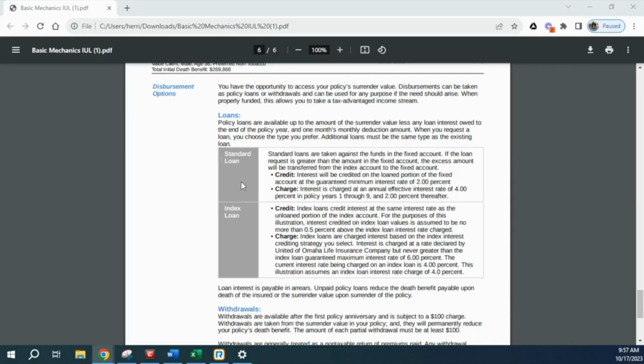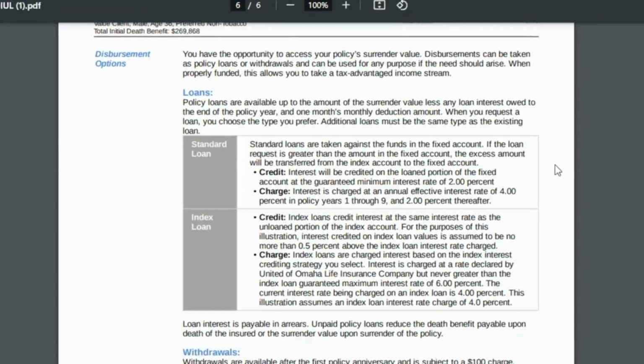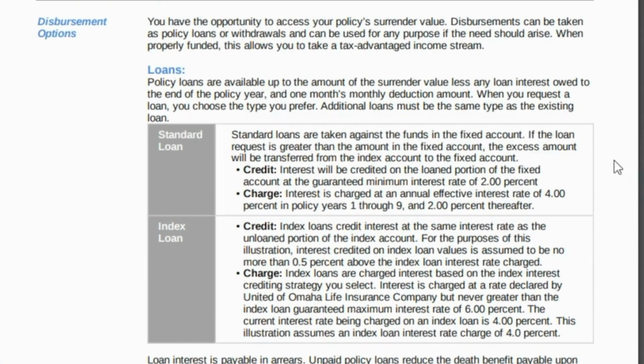But the $10,000 loan that you have taken has now been basically set over here to the side, and the company is going to credit that $10,000 at a guaranteed interest rate of 2%. Okay, so that money is now moved away from the indexed accounts, and it's sitting over here with a standard loan being credited at 2%.